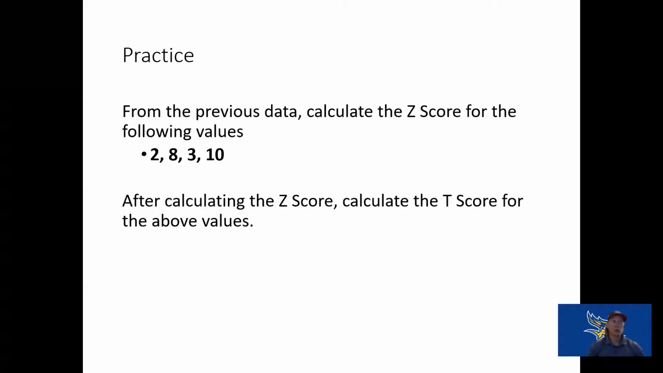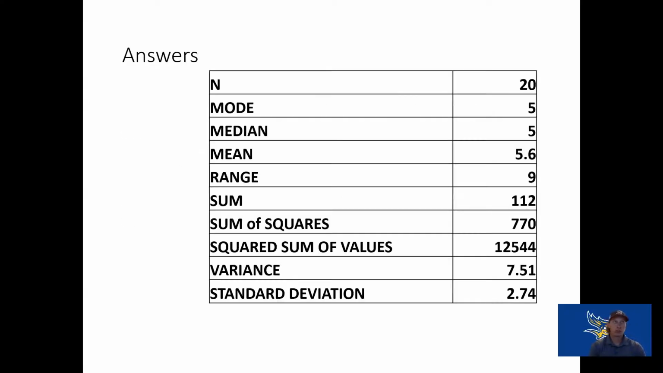You were also supposed to calculate the z-score and the t-score for these four variables, 2, 8, 3, and 10. Okay, here are the answers to that. So here are the answers you should have gotten for your mathematical computations. If you didn't get those answers, go back, try again, see where you may have missed something. If not, please reach out, and I'm happy to take the time and we can work through those problems together.